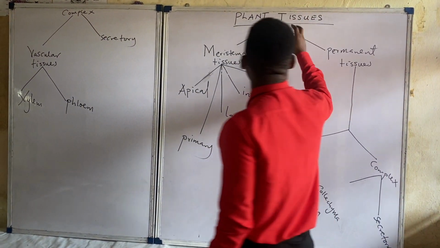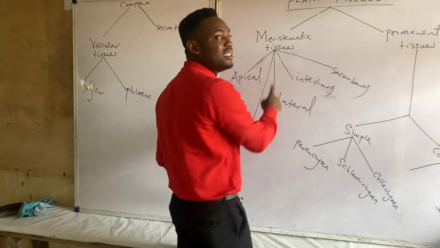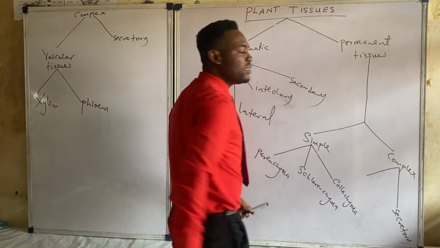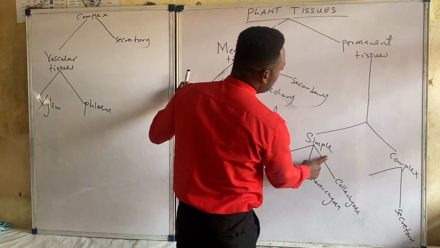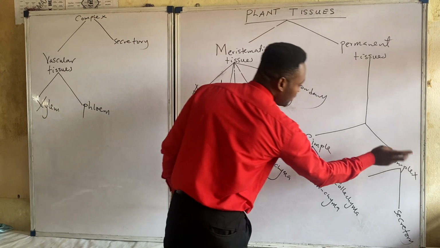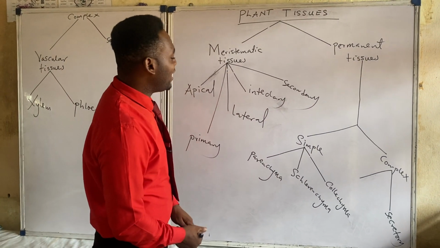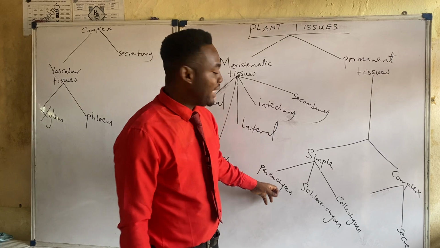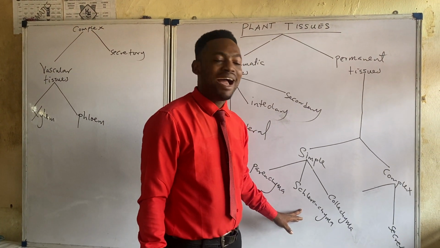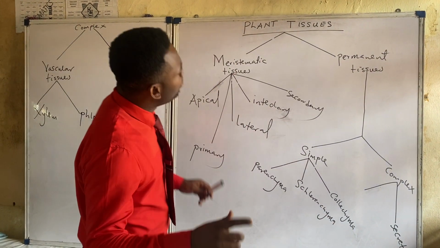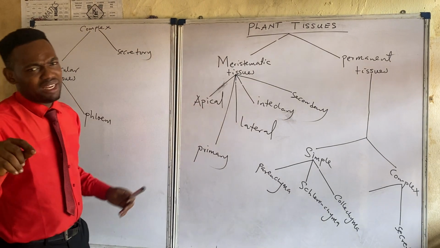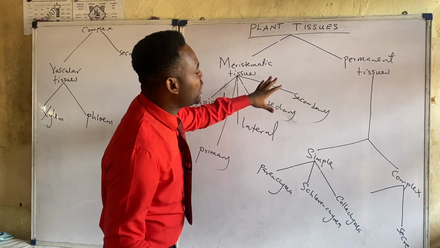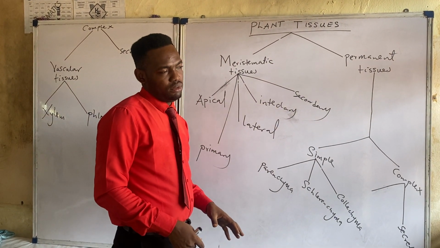So we said that we have two groups of plant tissues. One, meristematic, and second is what? Permanent. Under the permanent, what do we have? We have the simple, and we have the what? The complex. Under the simple, what do we have? Parenchyma, sclerenchyma, and collenchyma.